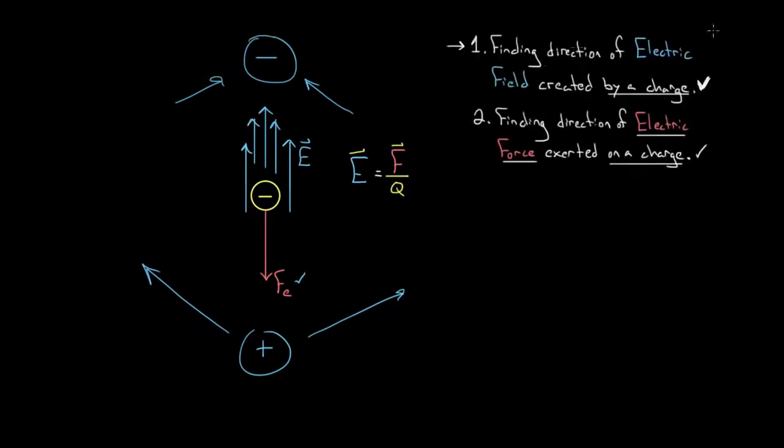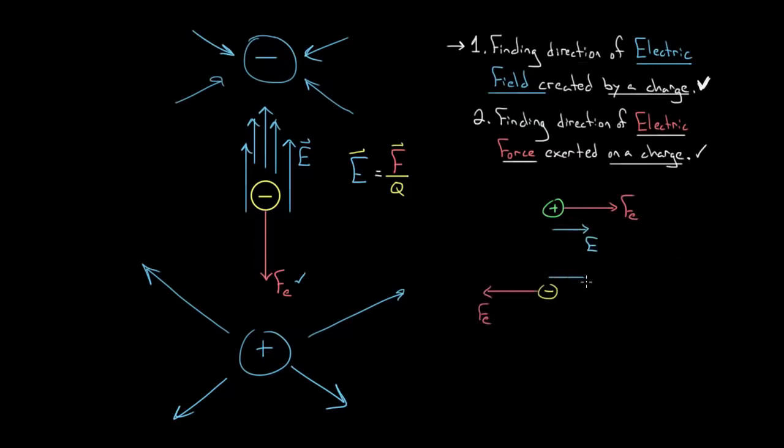So recapping, you can find the direction of the electric field created by a charge, since positive charges create fields that point radially away from them, and negative charges create fields that point radially toward them. And you can find the direction of the electric force on a charge, since positive charges are going to feel an electric force in the same direction as the electric field in that region, and negative charges are going to feel an electric force in the opposite direction to the electric field in that region.